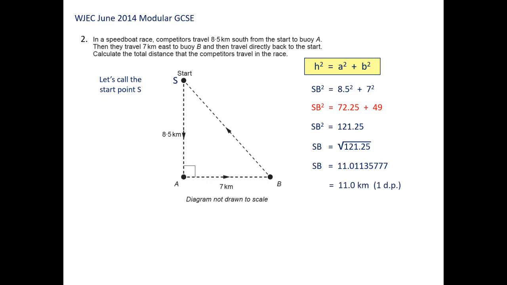Now the temptation now is to think that we finished. We haven't. We'll write it in, but look, calculate the total distance. So now we'll just say, okay, the total distance is 8.5 plus 7 plus 11, 26.5 kilometres. And there we are. We finished the question and we finished the video.